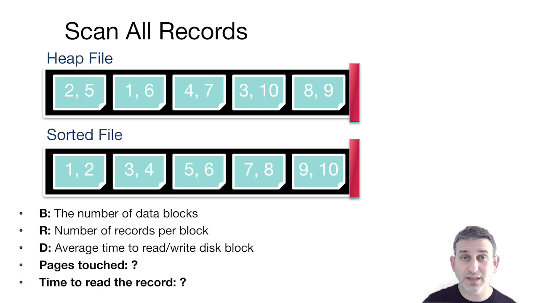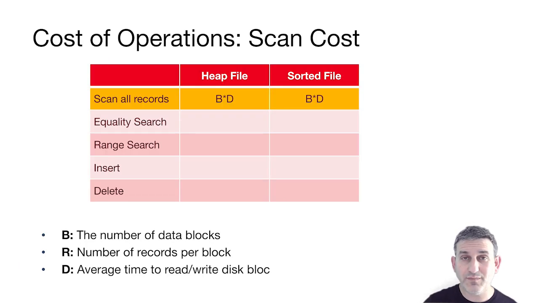So the number of pages they touch, obviously, is B, and the time to read a page is D. And so the cost for this whole thing is B times D for both heap files and sorted files. It's the number of data blocks times the average cost to read or write a data block. So that's very simple.